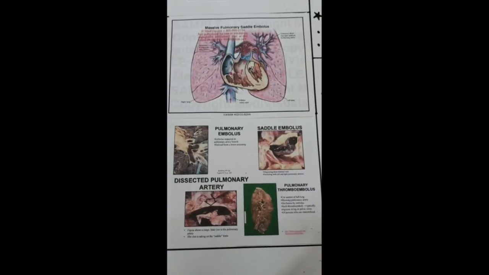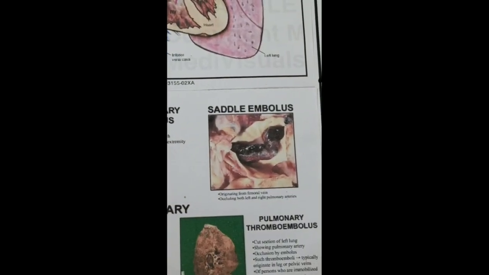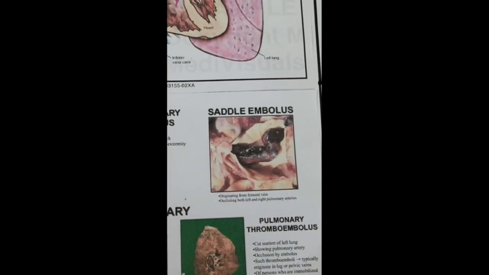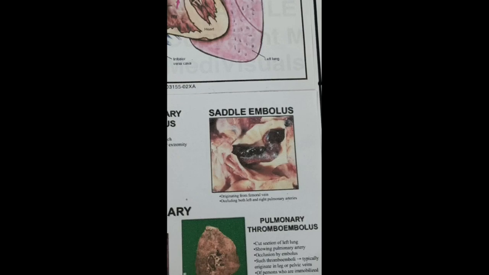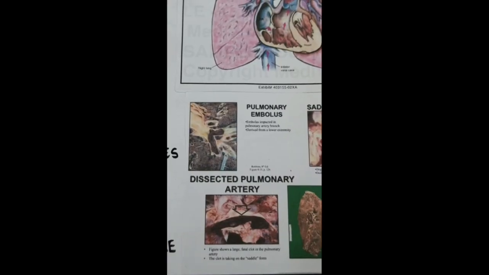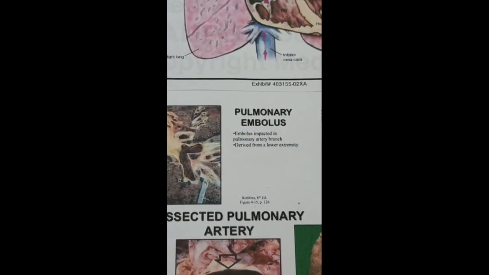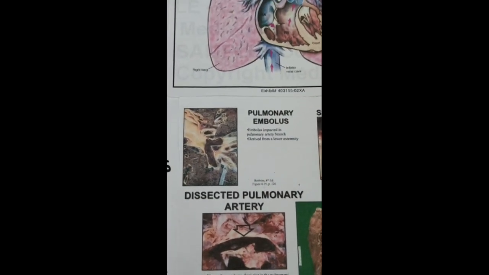As you can see in this picture, this is a saddle embolus which originates from the femoral vein of the lower limb, which occludes both the left and right pulmonary arteries. This picture also shows the embolus impacted in the pulmonary artery branch, which is derived from the lower extremity.